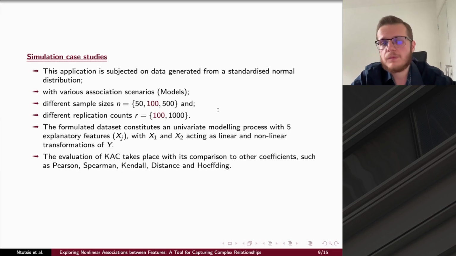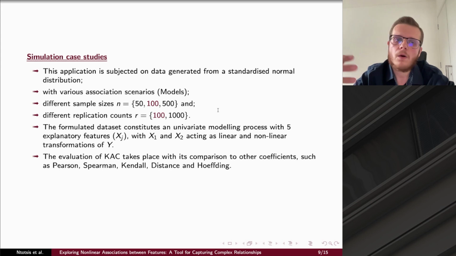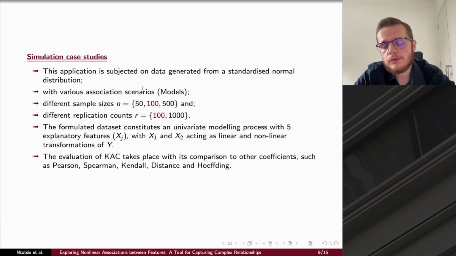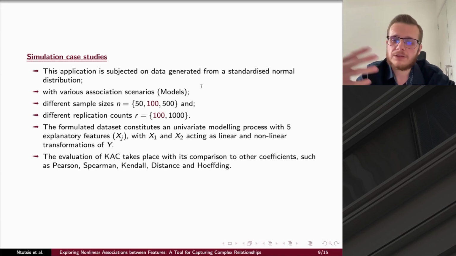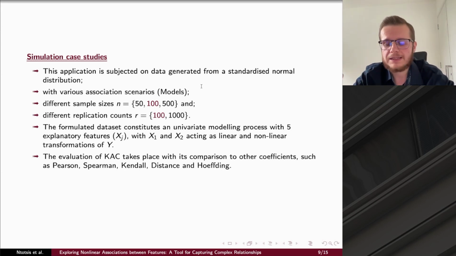First, we will start with the simulation case study. This application is subjected to data generated from a standardized normal distribution. However, in the original paper, we also tried different distributions, resulting in approximately the same results. In this simulation, we have various association scenarios, meaning transformations, which unfortunately I realized later that I didn't include in this presentation. However, it can be seen in the original paper.